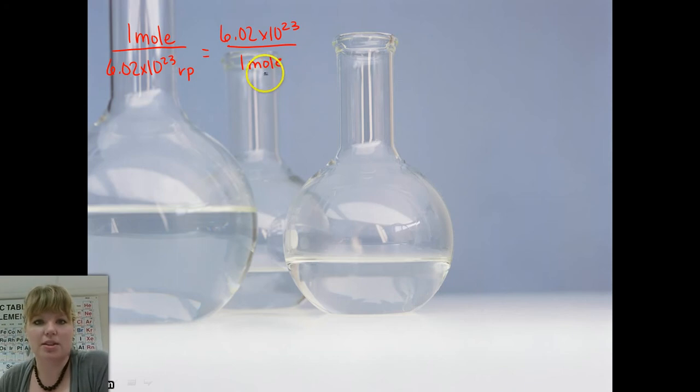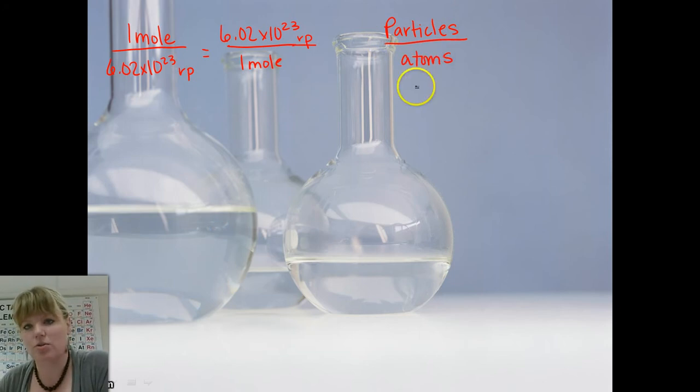Okay, and so the next thing that we need to think about is what these representative particles can be, and this was also a review of what we talked about, but the particles can be atoms. Okay, so atoms could be right here. We could have 6.02 times 10 to the 23rd atoms of, let's say, calcium. Okay, or it could be lithium or anything like that. Any thing from the periodic table.